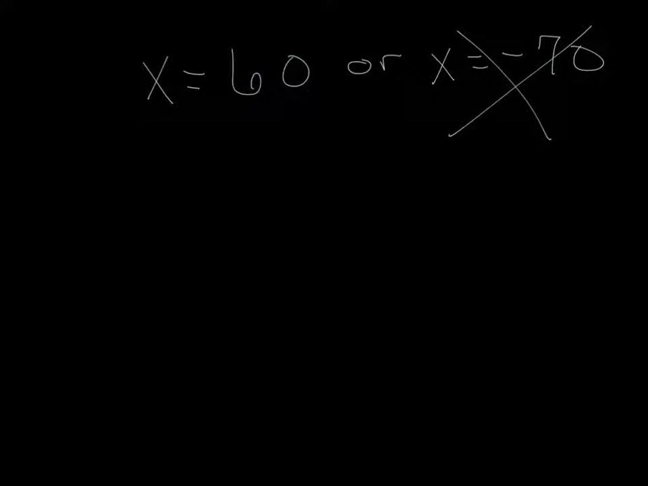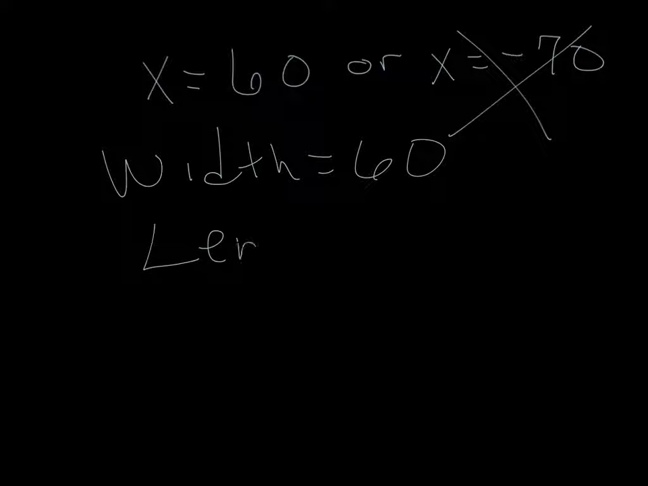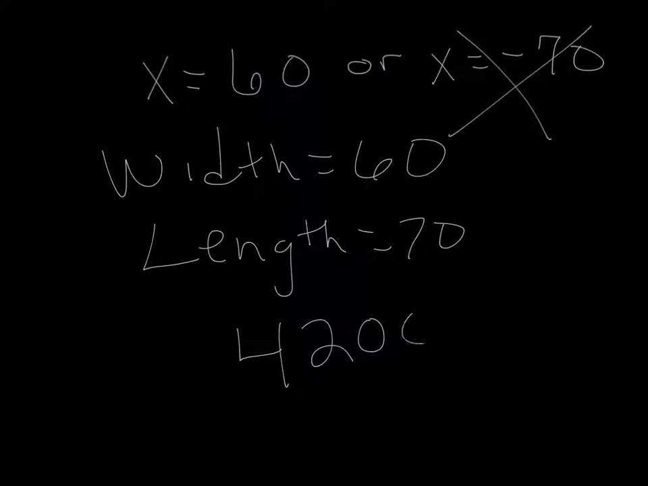So with our width of 60, that leaves our length to be 10 more, which is 70. And if we check our answer, 60 times 70 gives us the 4,200 maximum square feet Mr. Mona has allowed for a swimming pool.